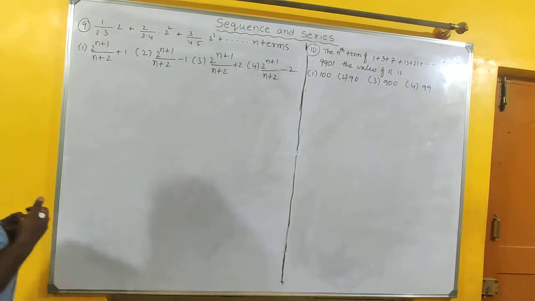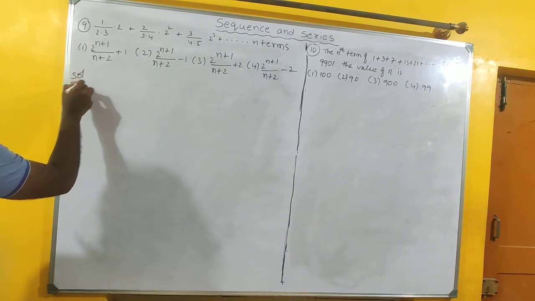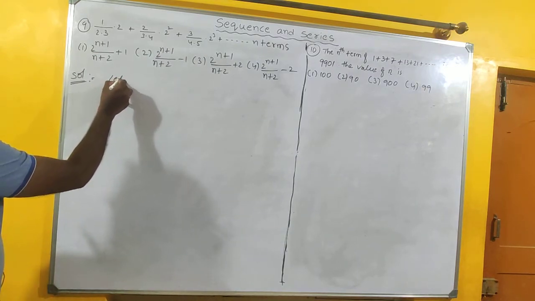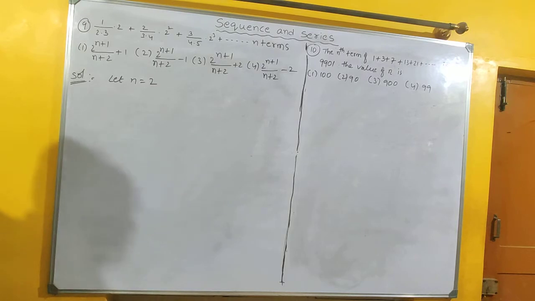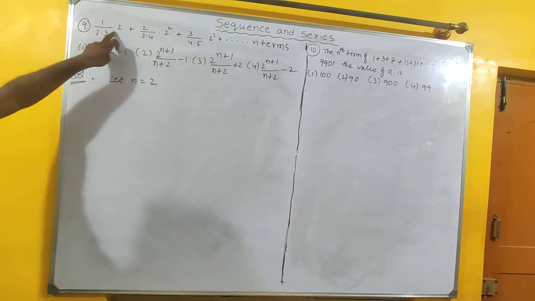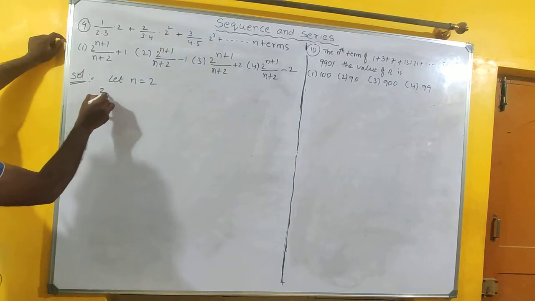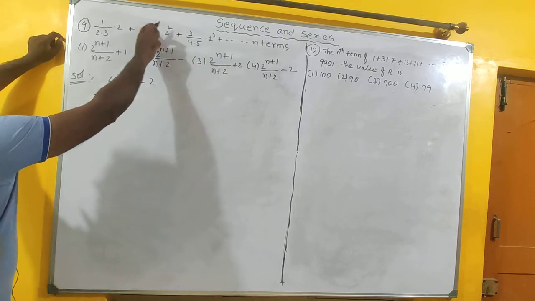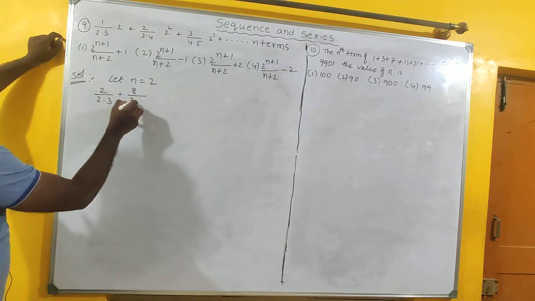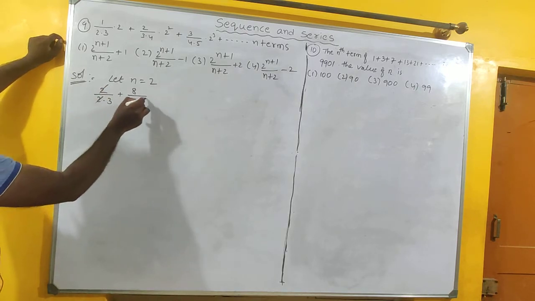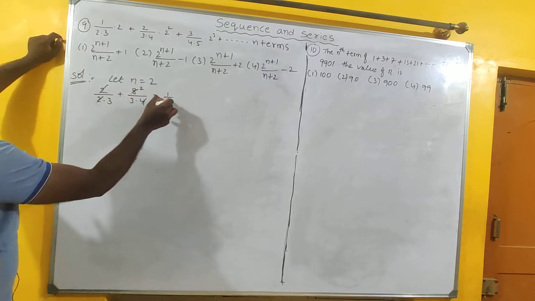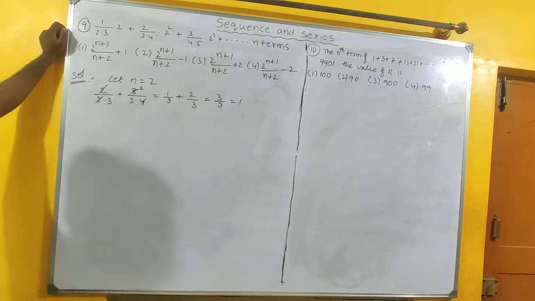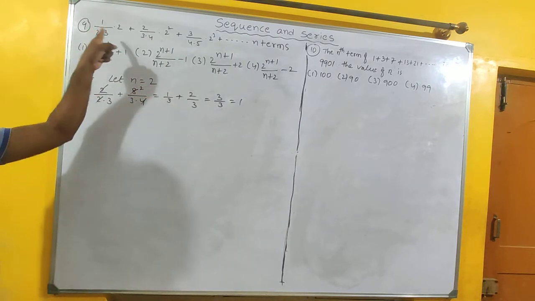We will discuss the 9th question. In the 9th question, for the given series, we need to find the sum of n terms. See here, I am taking n is equal to 2. When n is equal to 2, we will get only 2 terms. This is the first term, this is the second term. Therefore we get 2 by 2 into 3 plus 2 square by 3 into 4, that is 8 by 3 into 4. The 2 gets cancelled. Then 1 by 3 plus 2 by 3, that is 3 by 3, which is nothing but 1. So if you take 2 terms, the sum is 1.